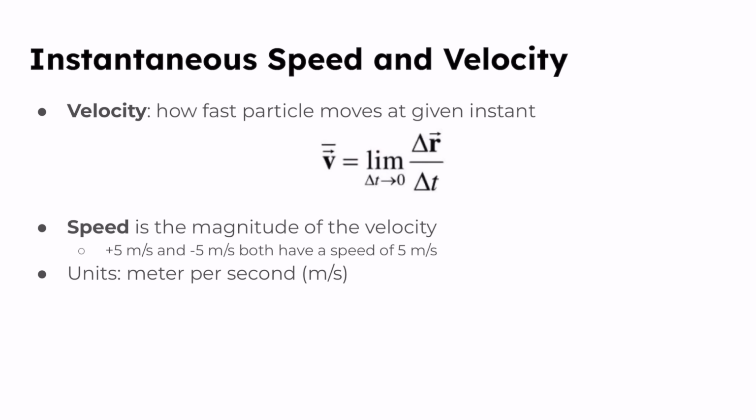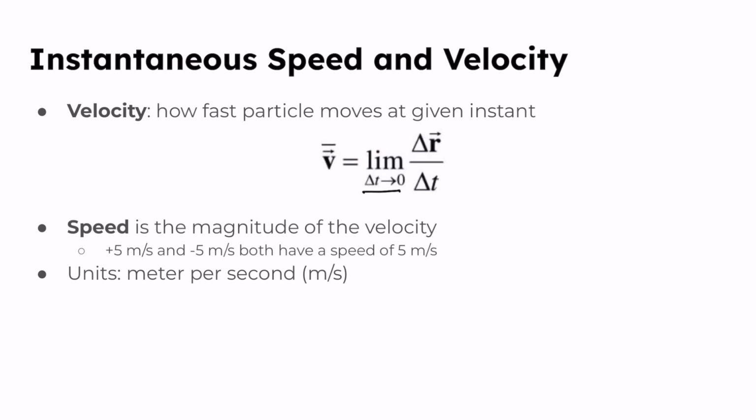So for example, positive 5 meters per second and negative 5 meters per second are two different velocity values. However, they would both have a speed of 5 meters per second. And again, the units are meters per second.